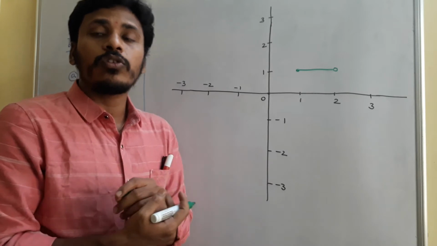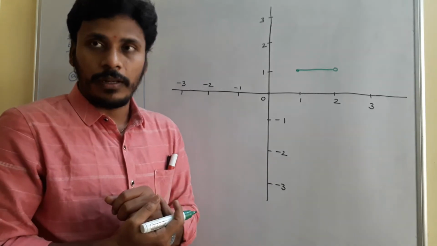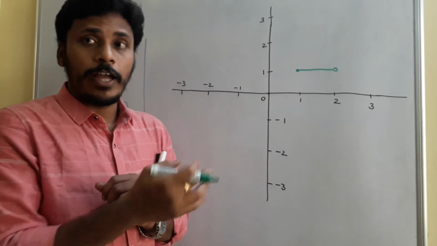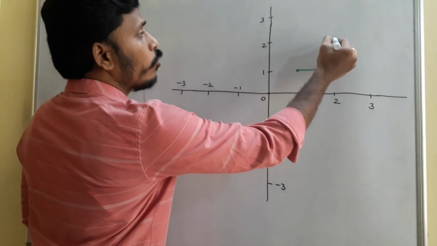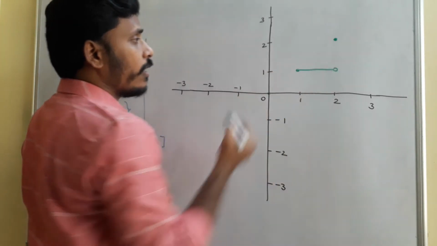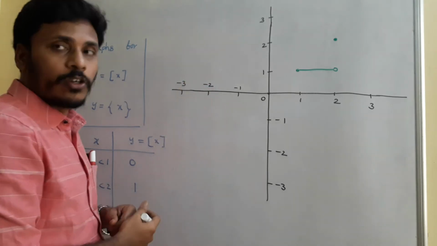For all those values, the step value is 2 itself. For 2, the step value is 2 itself. But for 3, the step value is not 2. Since at 2, the step value is 2, you need to mark a closed circle at this 2, because at 2, the value is 2. That indication is that closed circle.